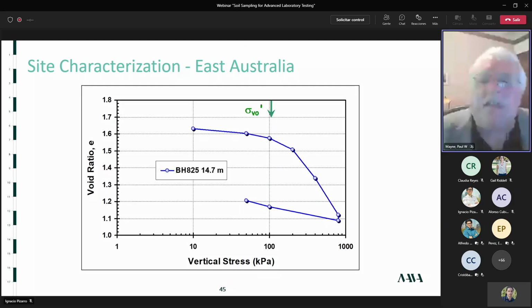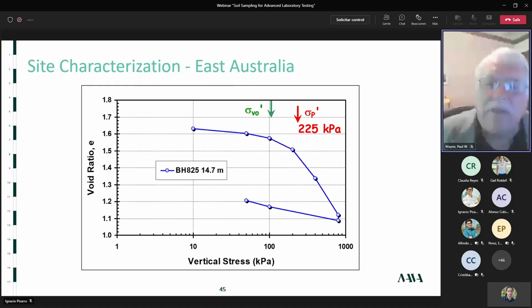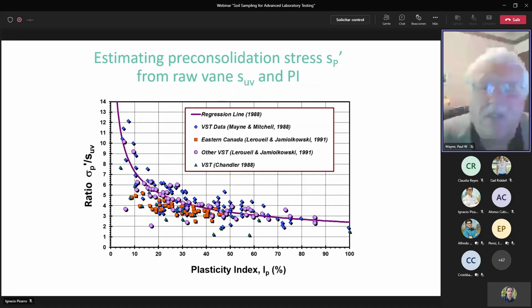Now, in this case, we're down in the stiff clay, down around 14.7 meters. And you can see here that we have a reasonable curve, and the preconsolidation stress is indeed greater than the effective vertical stress. And so that made sense, but that's not the problem area. That just shows that it's possible maybe to get some good results here. So let's move on. This is still the same case study.